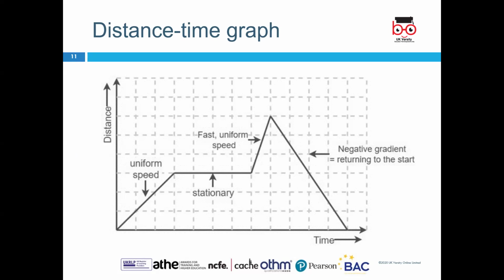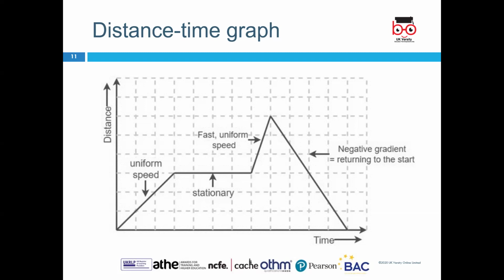When any object is moving at a uniform speed, that means it covers equal distance in equal time. For example, it covers 3 units of distance in 3 units of time. That is how it is measured. But when an object is stationary, the distance will remain constant, as you see in the second phase, but the time will pass on.